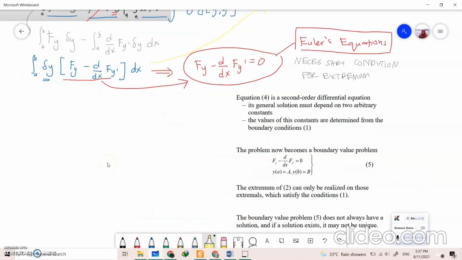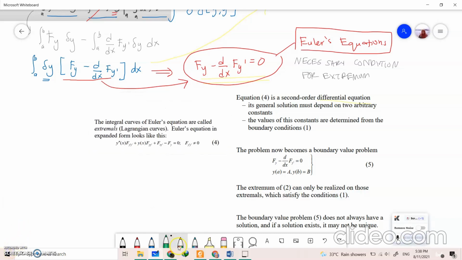Okay, so this equation can be expanded to a second order differential equation, as you can see from your notes. Let me paste it here. The integral curves of this Euler equation are called extremals. Then this equation can be expanded to the second order differential equation here. I don't have to show this, otherwise it will confuse you more and more.